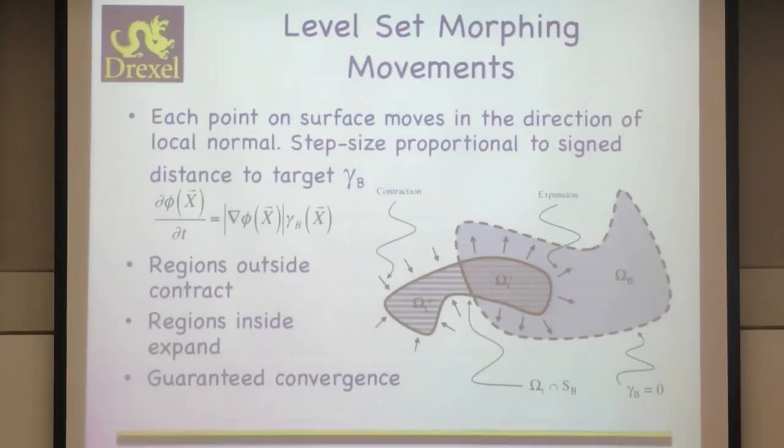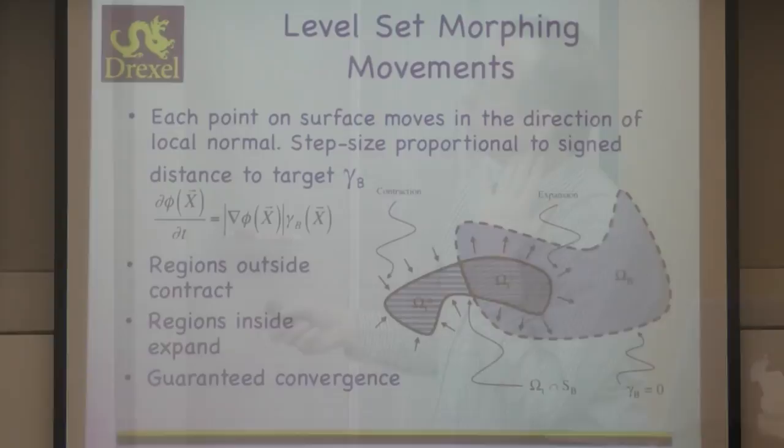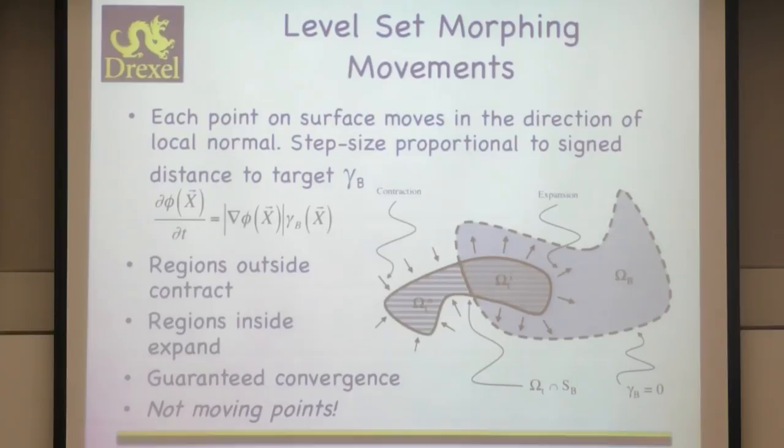Depending upon the sign convention of your distance field, or you throw a minus sign in there, regions where the source is inside the target expand. But if the source is outside the target, it contracts. This process will go until the source becomes the target. So there's a guaranteed convergence if there is overlap, because if your source is outside your target, it's just going to shrink into nothing. We think about it as points moving on the surface, but we're not moving points. We are evolving this PDE on a scalar field defined on some kind of regular sampling.